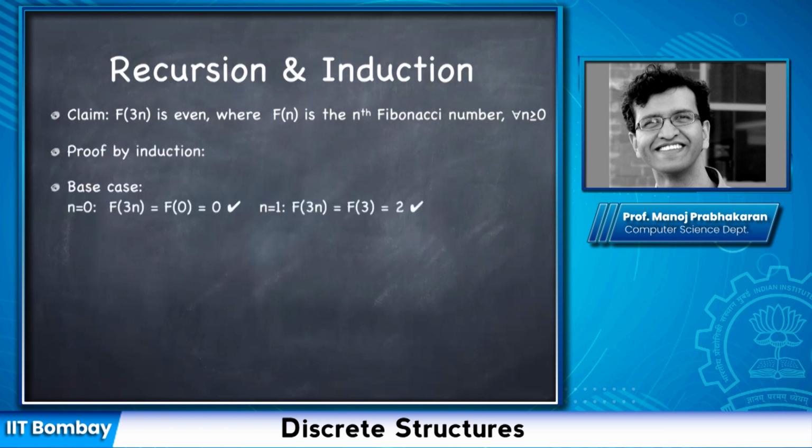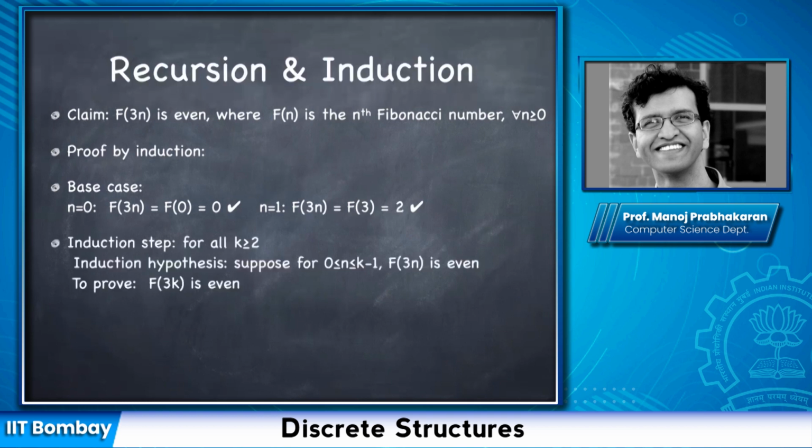I'll need the base cases. I need to prove something about F0, F3, F6, and so forth. So F3n, and my base case I take as n equal to 0. F0 is indeed 0 by definition of the base case of the Fibonacci numbers, so that is even. I should also check n equal to 1. You'll see why I need to check that when we get to the inductive argument, but we'll do that now. With n equal to 1, F3 is 2, since the sequence is 1, 1, 2, and so forth. So it's also even.